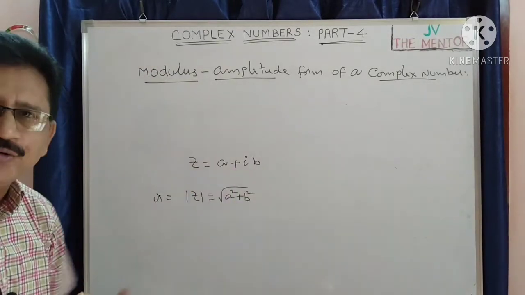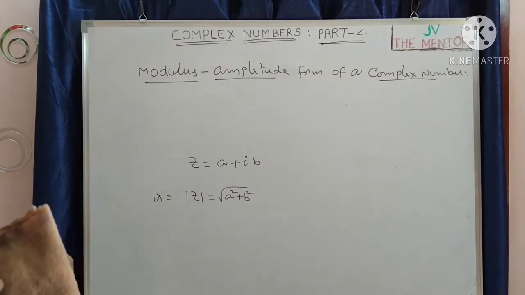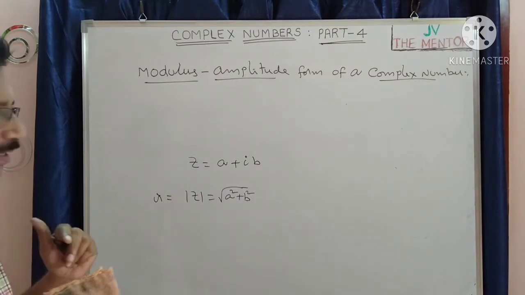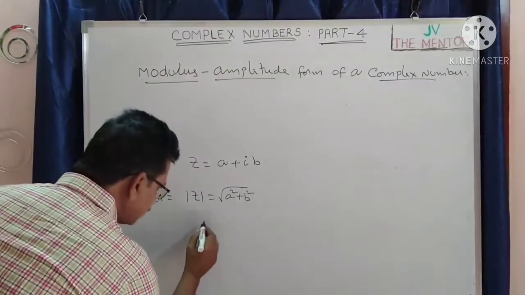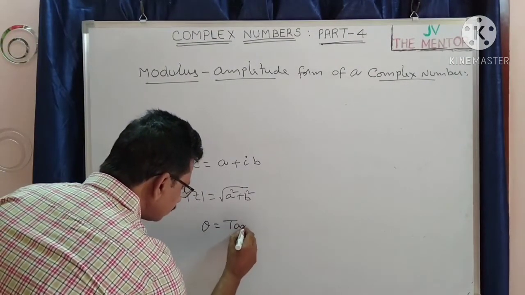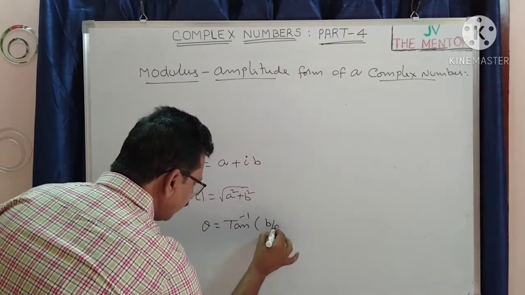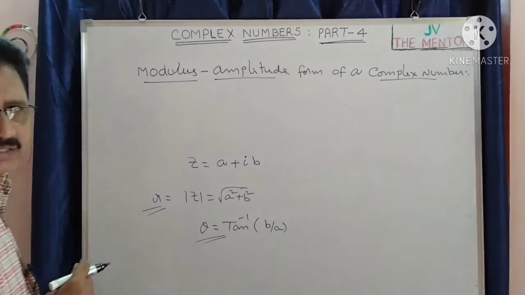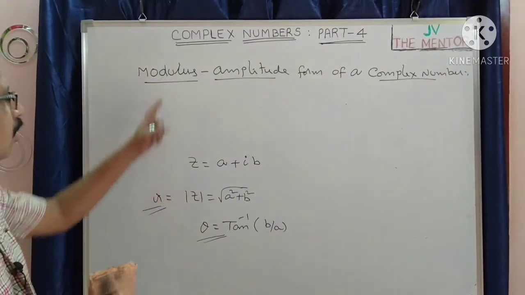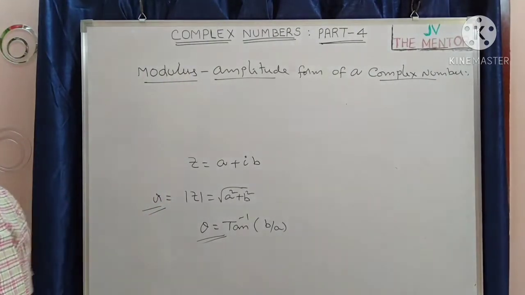What is the amplitude of a complex number? Theta is the amplitude of a complex number. Theta is tan inverse b by a. This is amplitude, this is modulus. The combination is the modulus amplitude form.